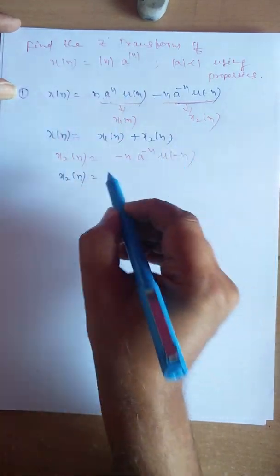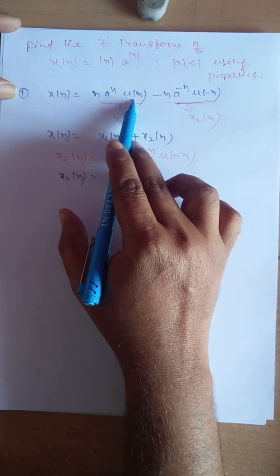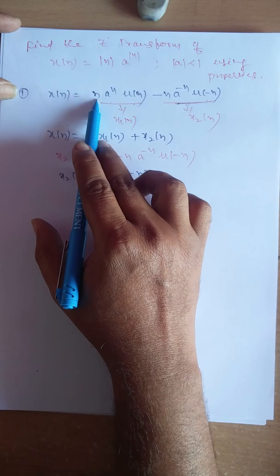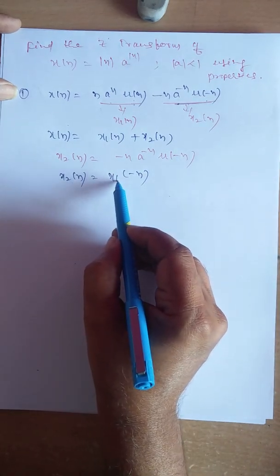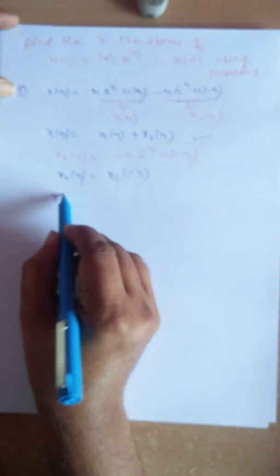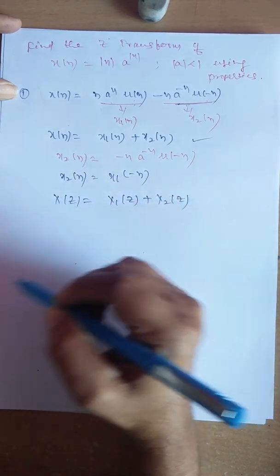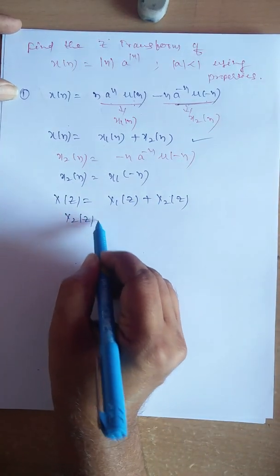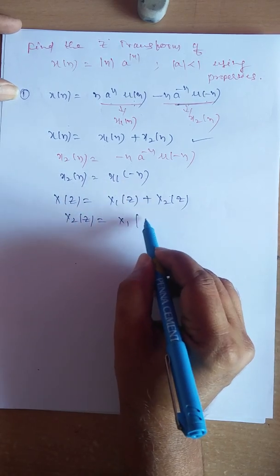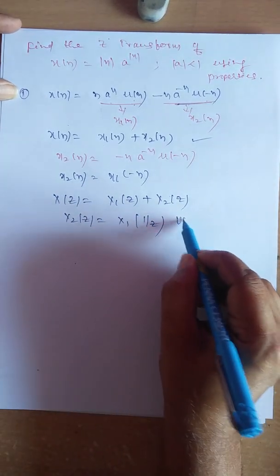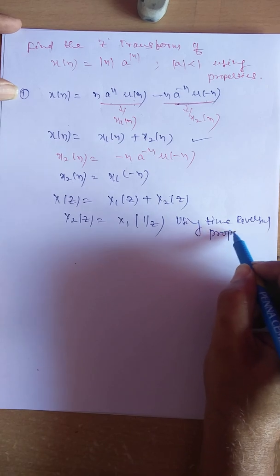This is nothing but x2 of n equal to x1 of minus n, because x1 of n is a to the power of n into u of n. When I replace n by minus n in this, you'll get a to the power of minus n u of minus n. I'll get the x2 of n. Hence x2 of n is equal to x1 of minus n. What is X of z now? Using linearity property, I can write x1 of z plus x2 of z. What is x2 of z here? Using time reversal property, I can write x1 of minus n as x1 of 1 by z.